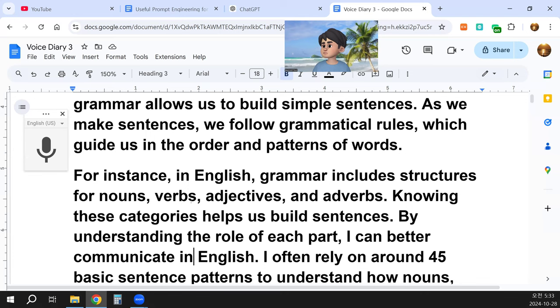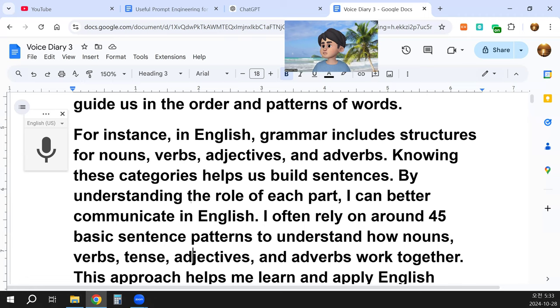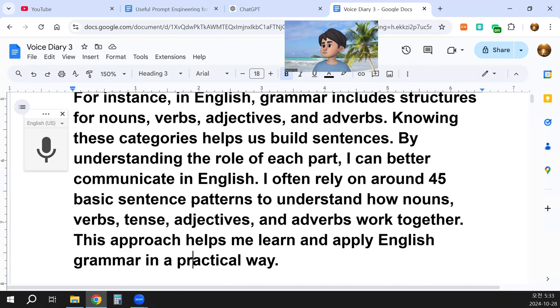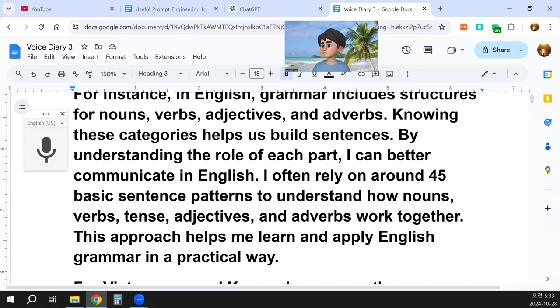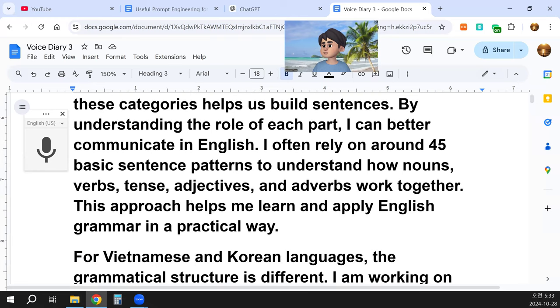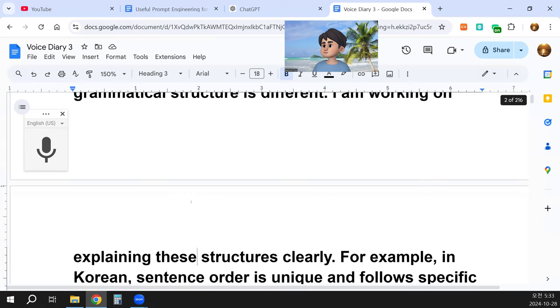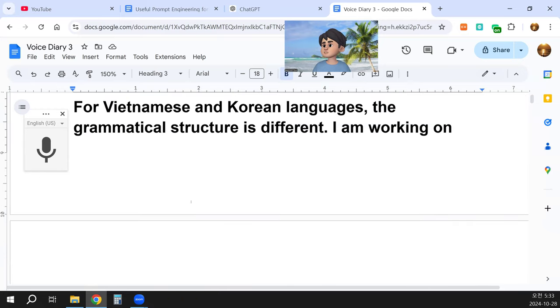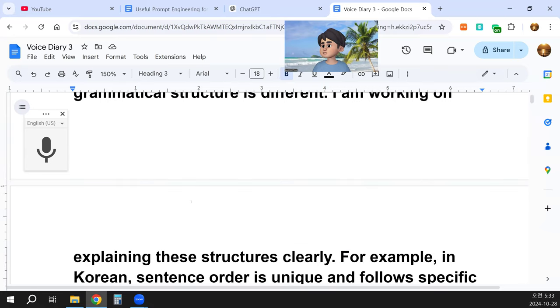I can communicate better in English by often relying on around 4 to 5 of the best sentence patterns to understand how noun and verb tense, adjective, and adverb work together. These approaches help me learn and apply English grammar in a practical way. For Vietnamese and Korean, the grammatical structure is different. I am working on explaining this structure clearly.